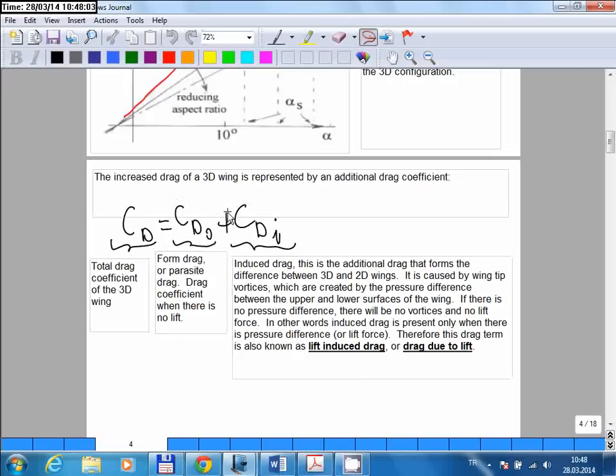So when you have no lift, there are no wingtip vortices created, and in this case there will be no additional drag. In this case, the drag force is only this part. But whenever there is a lift force, the lift force is created by the pressure difference, and the same pressure difference creates these wingtip vortices, and this effect creates some additional drag, and the drag component is called the induced drag component.